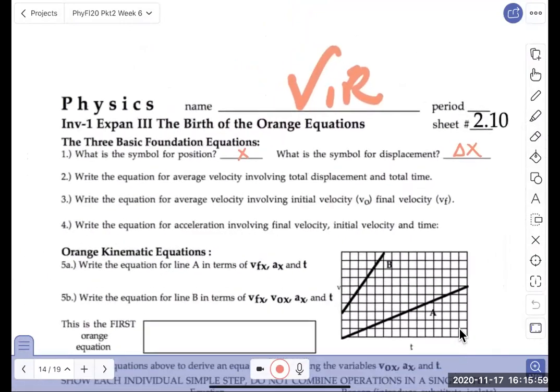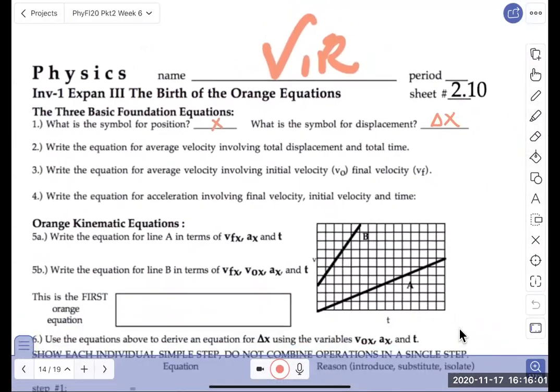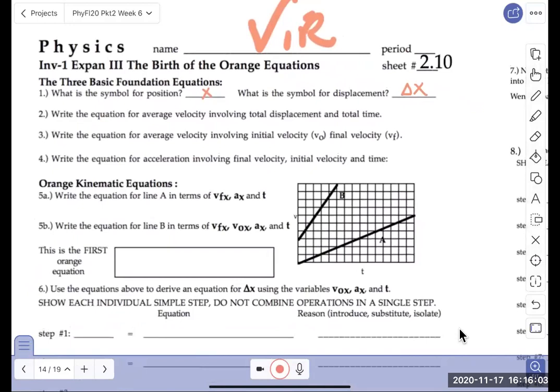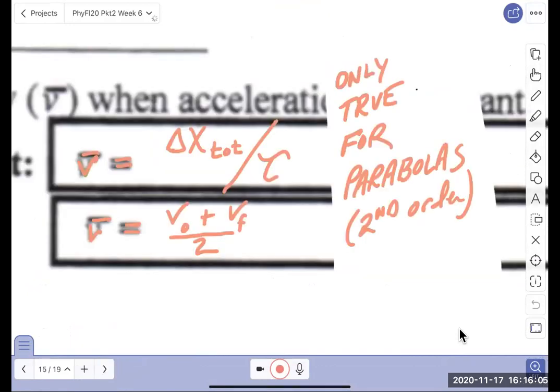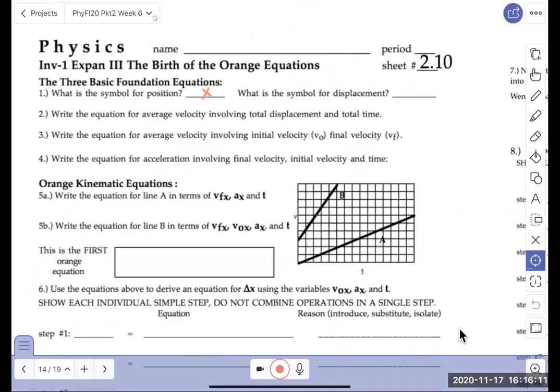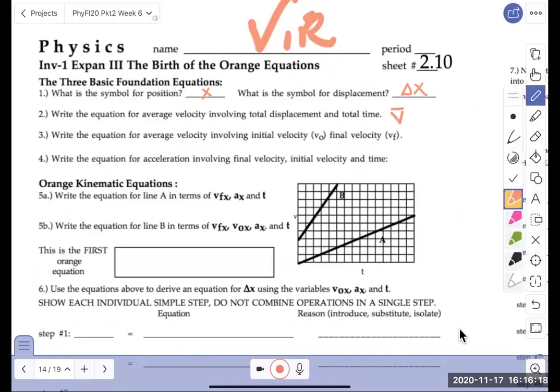What is the equation for average velocity involving total displacement and total time? Well, on the back of 2.7, we ended up with this equation. That was finding the slope, right? I'm not going to put that tau on there though. We'll say V bar equals delta X over T.